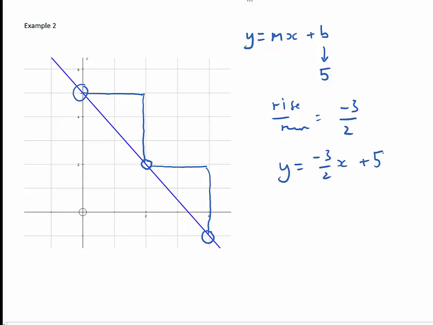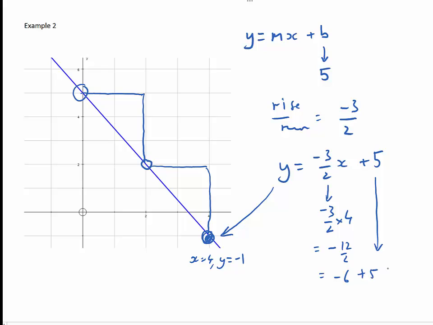We can check that it's correct by seeing whether it will properly generate the coordinates of this point here. When x is 4, y is -1. Well, when x is 4, minus 3/2 times 4 is minus 12/2, which is minus 6, and minus 6 plus 5 is indeed -1. So this does generate the correct points, so this equation is correct.